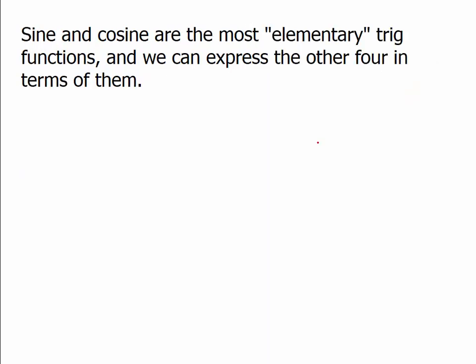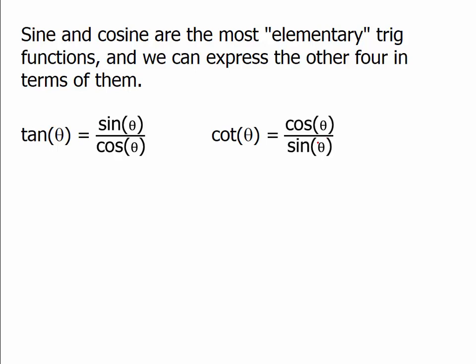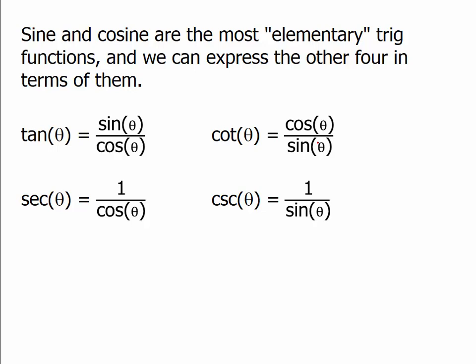Okay, sine and cosine are the most elementary trig functions, and we can actually express the other 4 in terms of them. And these are really important formulas to know. Tangent we can write as sine over cosine. Cotangent we can write as cosine over sine. So notice those 2 are reciprocals. Tangent and cotangent are reciprocals. Secant is the reciprocal of cosine, and cosecant is the reciprocal of sine.